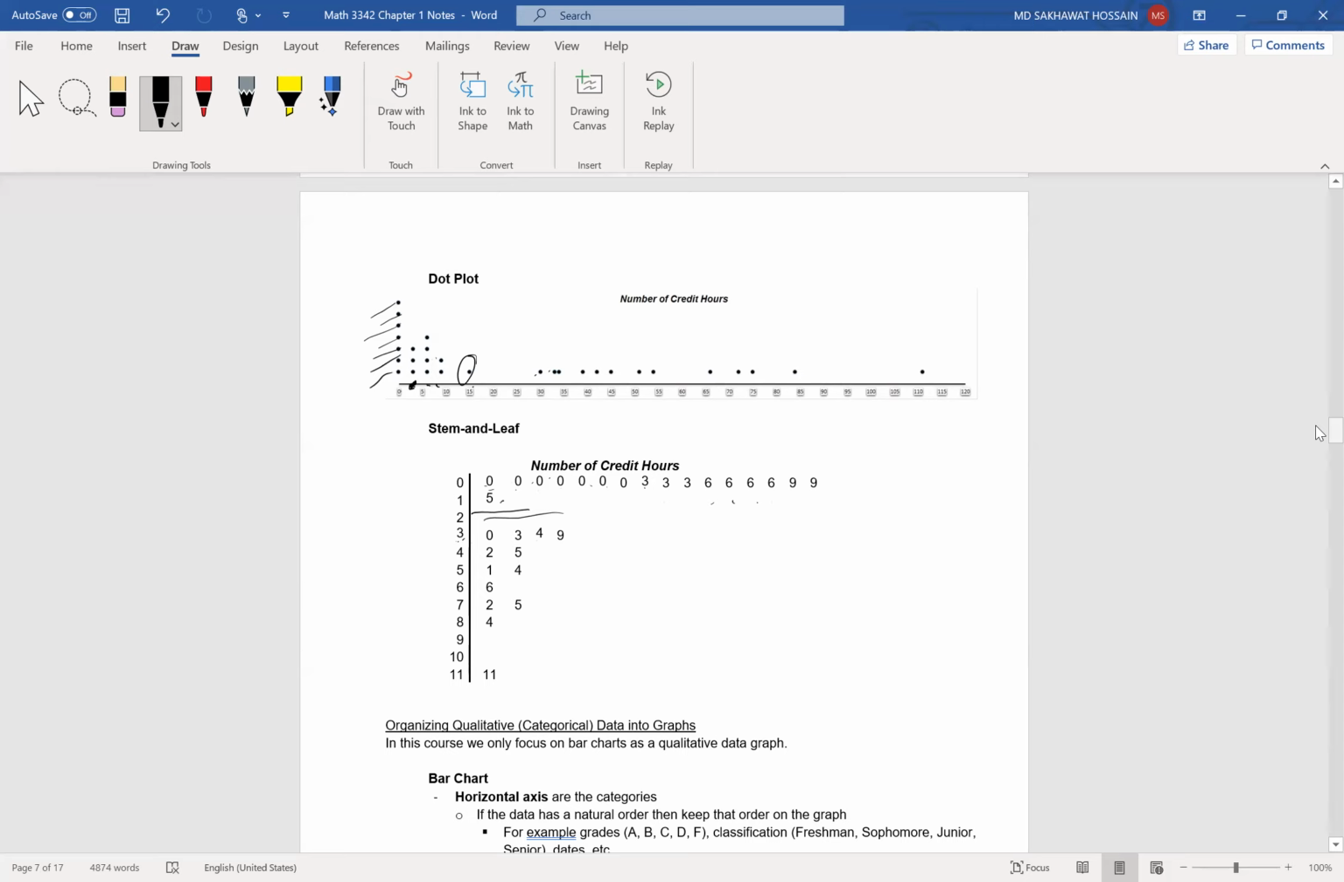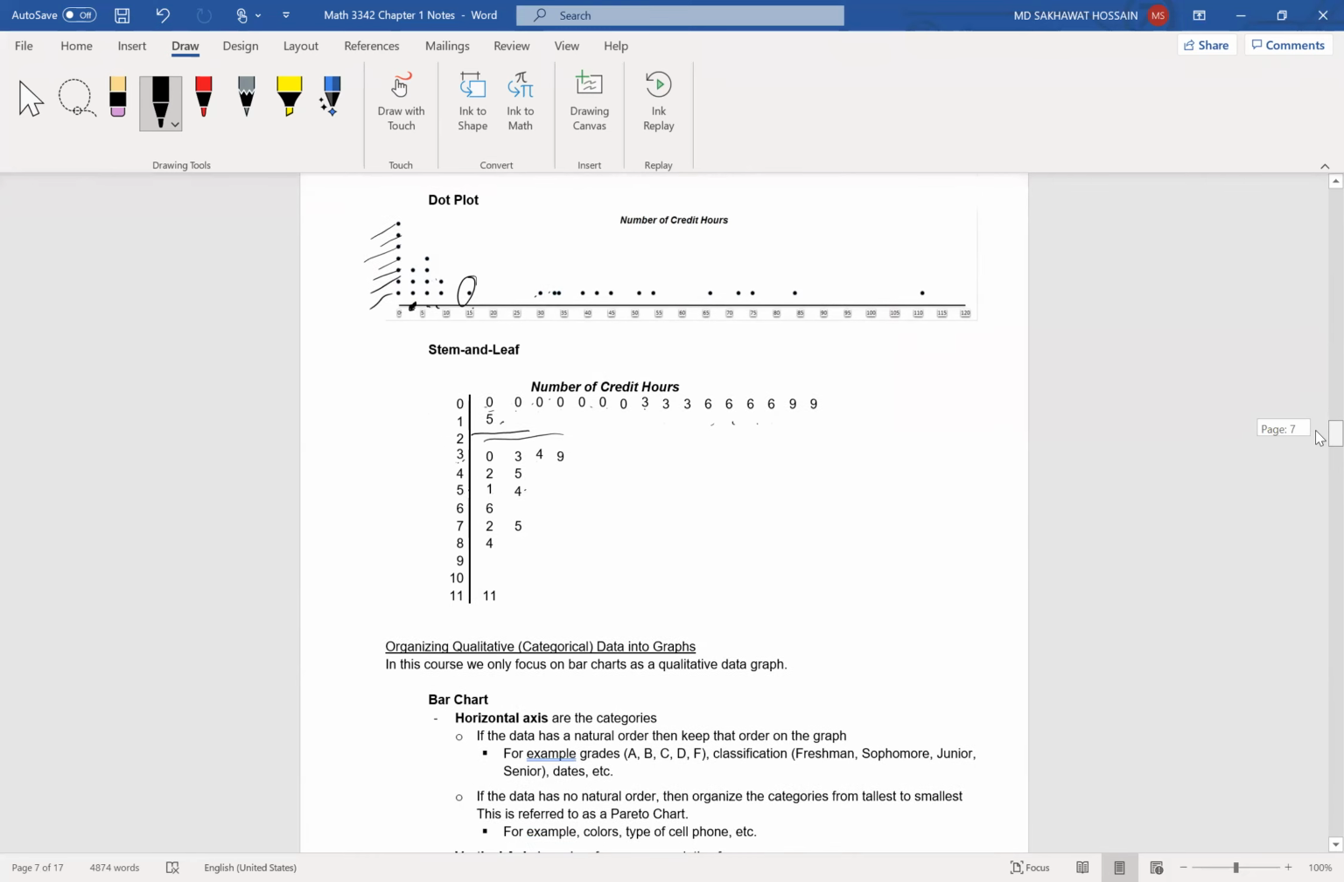And for 42, we have 1 dot here. And for 45, we have also 1 dot here. And for 51, we have just 1 dot. And for 54, we have just 1 dot here. Okay. So that's how we construct the dot plot.